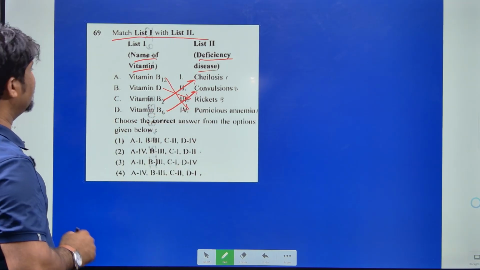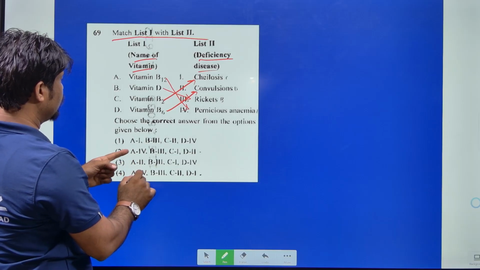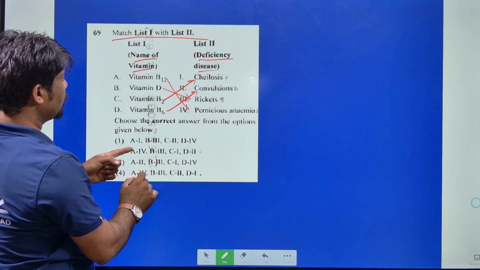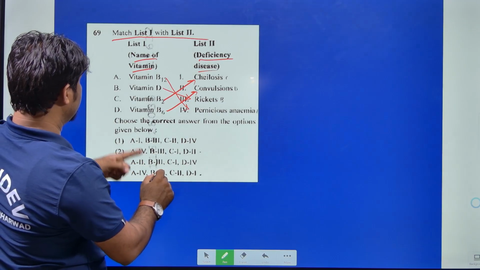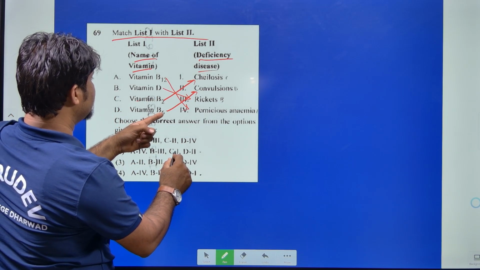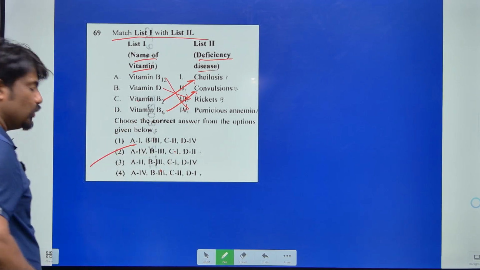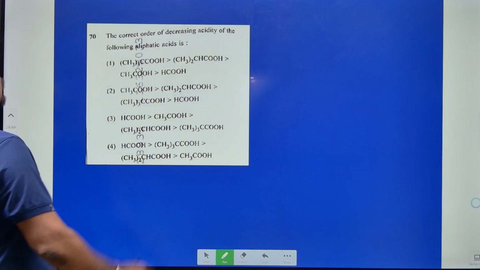Convulsions. Then the right answer: for B12, fourth one; for D, third one; for B2, first one; and for B6, second one. Option 2 is the right answer for the question. Well, go to the next problem.